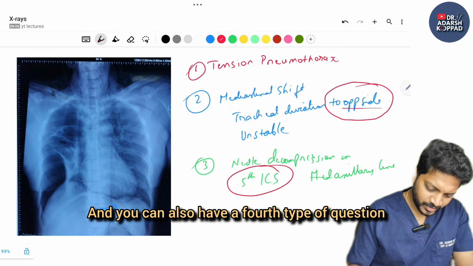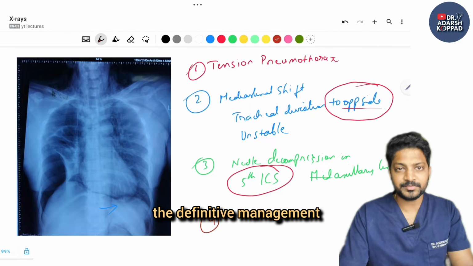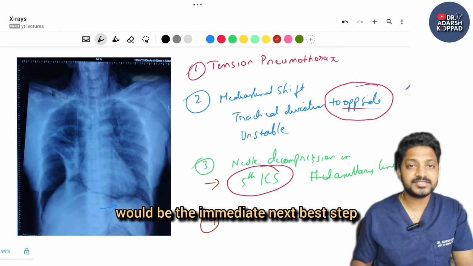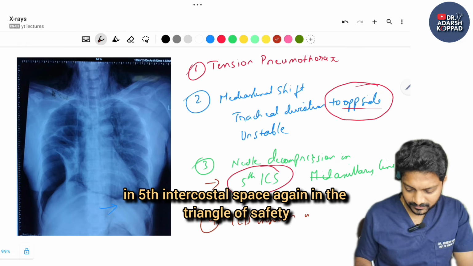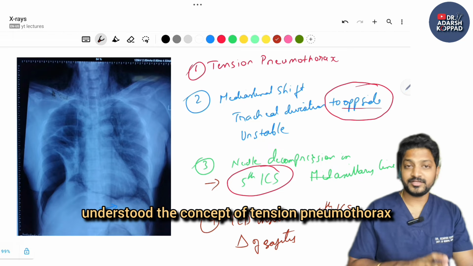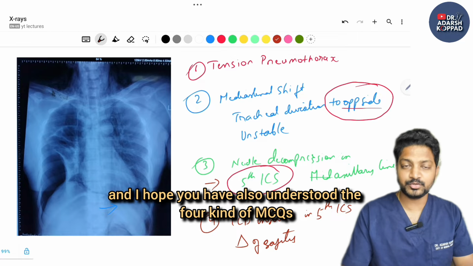And you can also have a 4th type of question in this, that is the definitive management. So in tension pneumothorax, needle decompression would be the immediate next best step, and the definitive management would be ICD insertion in the 5th intercostal space, again in the triangle of safety. I hope you have understood the concept of tension pneumothorax, and I hope you have also understood the 4 kinds of MCQs which can be asked.